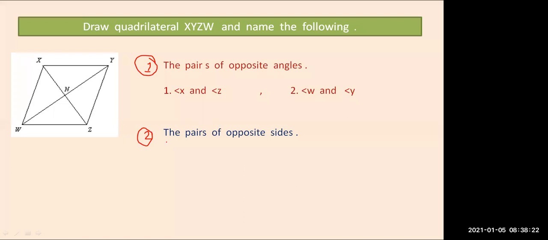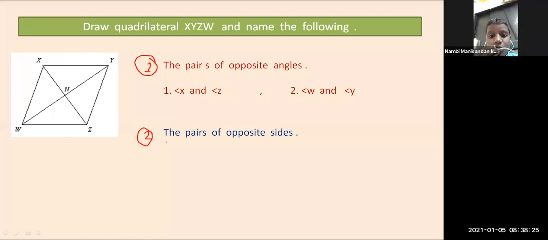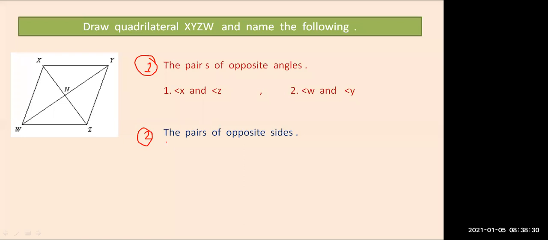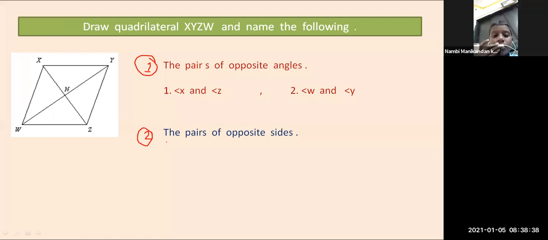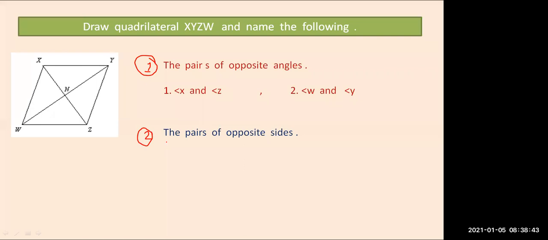Tell me the pair of opposite sides. Tell me the name of the sides which are. XW, yes. Side YZ. Very good. Side XW is opposite to side YZ. And the other pair? Side WZ is opposite to side XY. Very good. Side WZ is opposite to side XY and side XW is opposite to side YZ. These are the pair of opposite sides. Very good. So you know what is opposite angle and what is opposite sides.